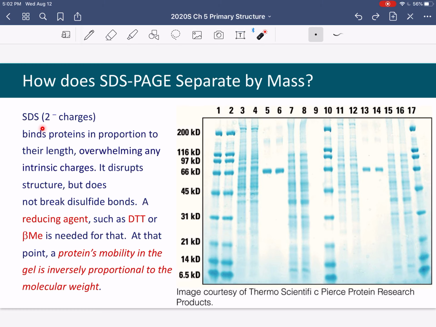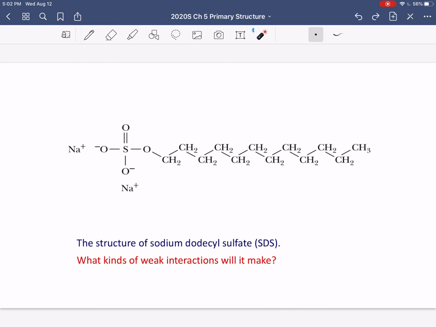Now, SDS is a detergent. Here it is, and here it's shown with its sodium salt. Each SDS detergent, and this is found in shampoo and in dishwasher detergent, has a charged group. This is the amphiphilic molecule. The charged or polar head group carries 2 negative charges, and the counter ion is sodium when you buy it as a dry powder.